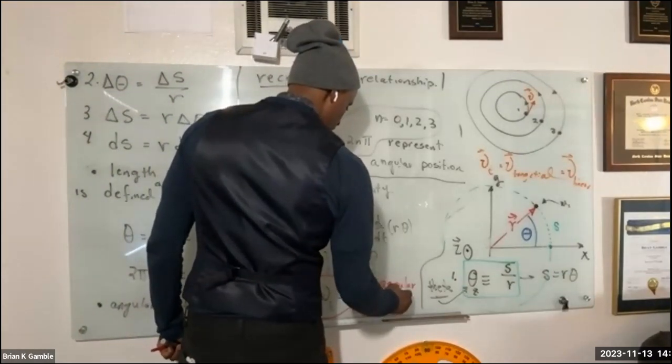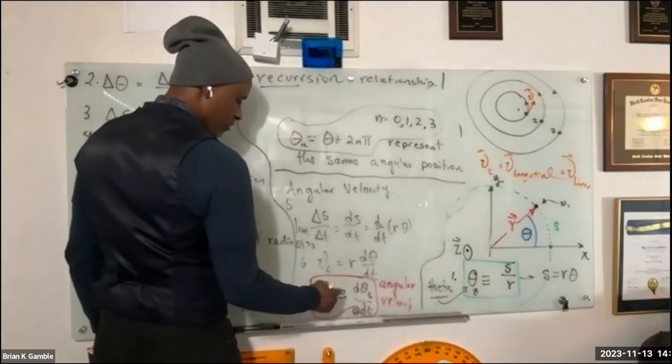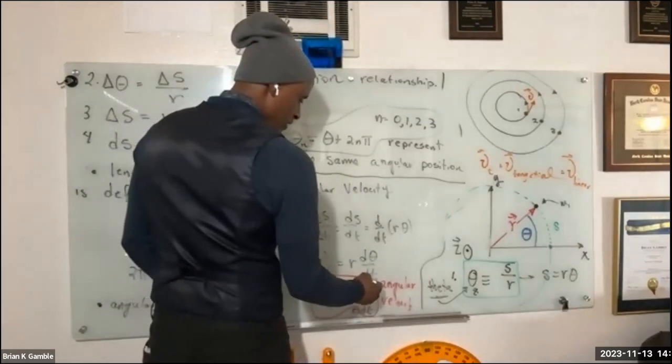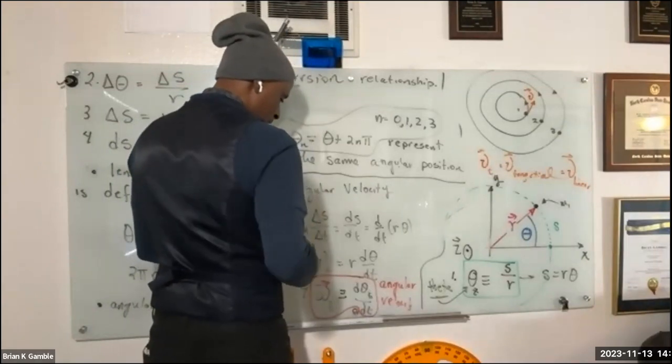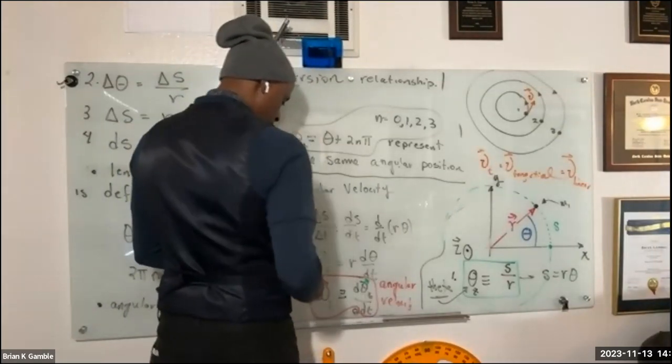Angular velocity. Now I could give it a vector here, so this would be a vector as well, meaning that the direction is along the z-axis.